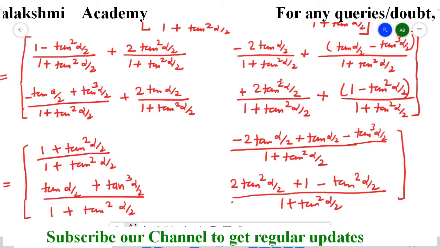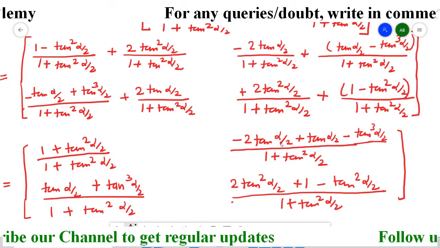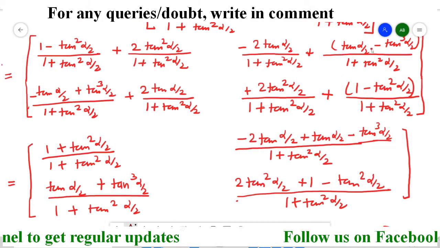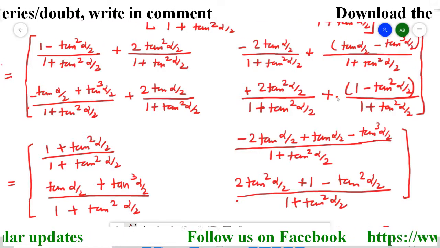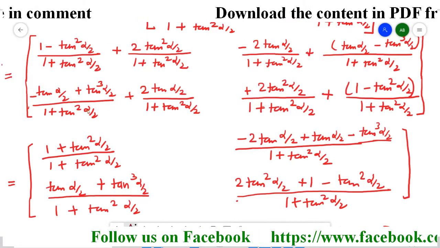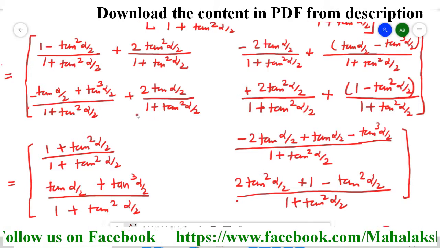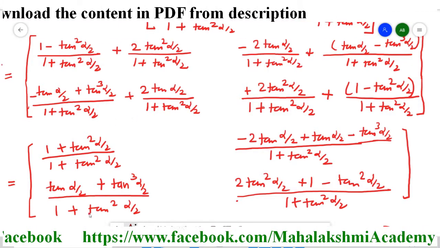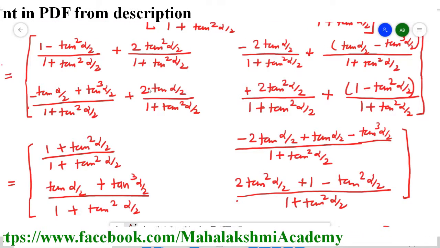In the same way, take the LCM and subtract it. So this minus 2 tan alpha by 2 I wrote here as it is, and this tan alpha by 2, because the plus sign is there, the sign will not change, as it is. I took the LCM, so the denominator comes only once. And here this minus tan alpha, because we have to add the fractions, I took the LCM and the denominator is the same, so the denominator will come once. Now directly you can add plus and minus the like terms.